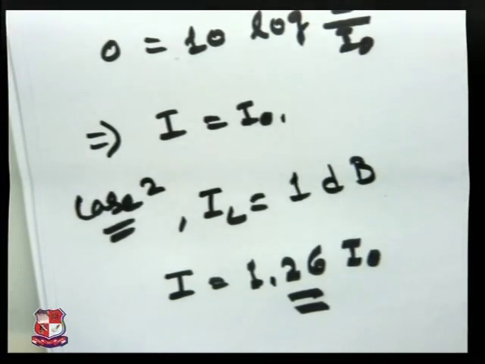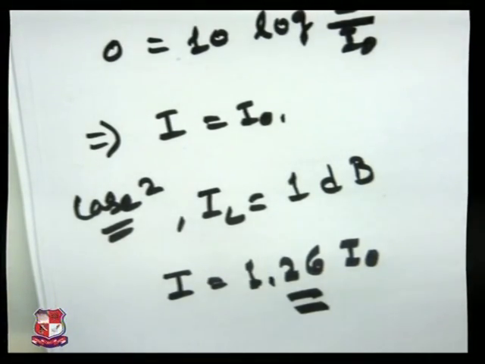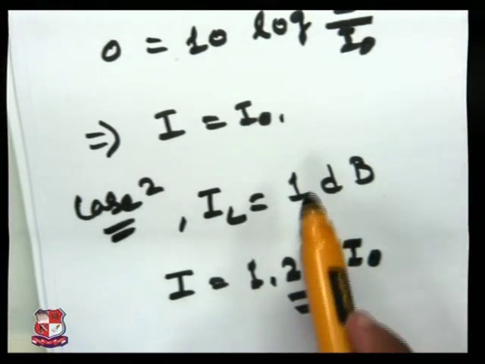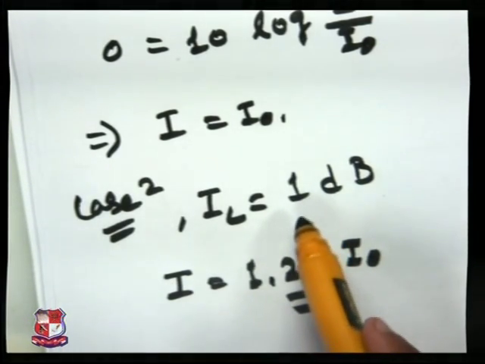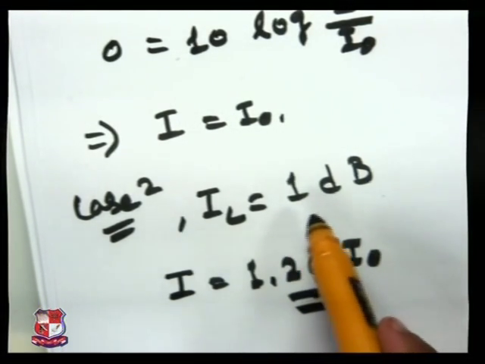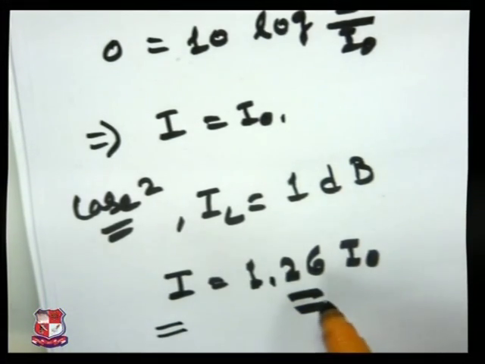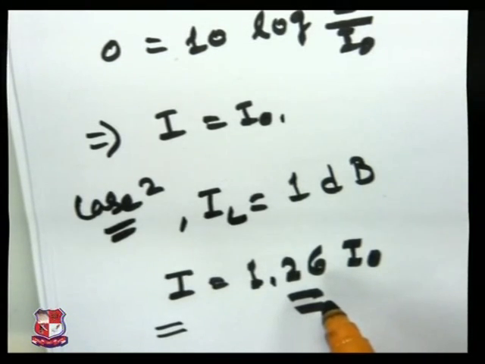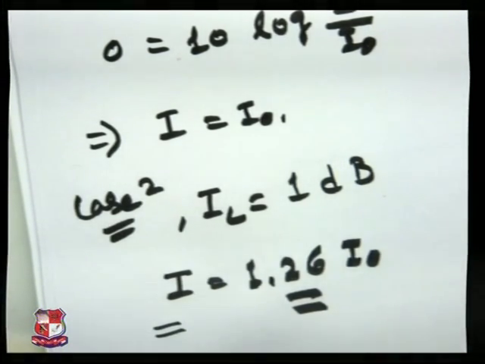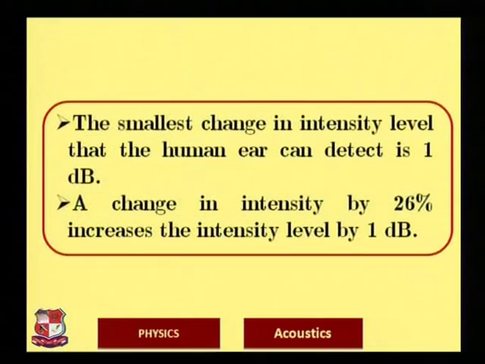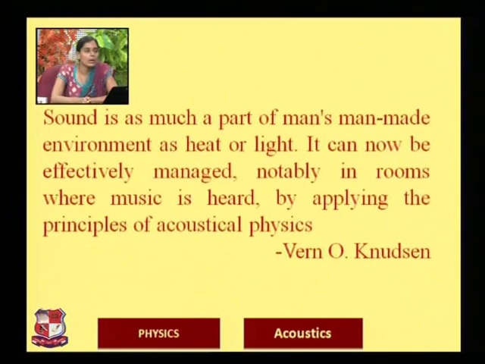So this 26% plays an important role in that the intensity level or loudness level is not linearly proportional to I, it is logarithmically proportional to I. If you increase your loudness level by 1 decibel, then the increase in intensity will be 0.26 times or 26%. The smallest change in the intensity level that the human ear can detect is 1 dB, and a change in intensity by 26% changes the intensity level by 1 dB.